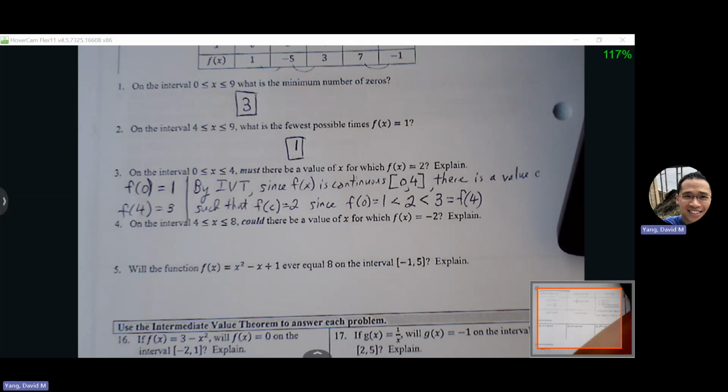Okay, number 4, on the interval from 4 to 8, could there be a value of x where f of x equals -2? Yes, but there's no guarantee that our y value is equal to -2, right? Because our function is continuous, we know that it could reach -2. But since f of 4 and f of 8 are both above y equals -2, we can't guarantee it. But yes, there could be.